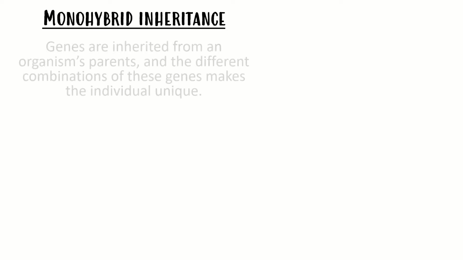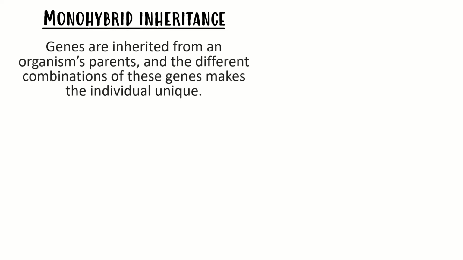In this video, we're going to talk about monohybrid inheritance. Inheritance is the study of genetics, of how genes are passed on from parents to their offspring. And now we're going to talk about how those genes are passed on and how we work out what the offspring will look like, what characteristics the offspring will have.